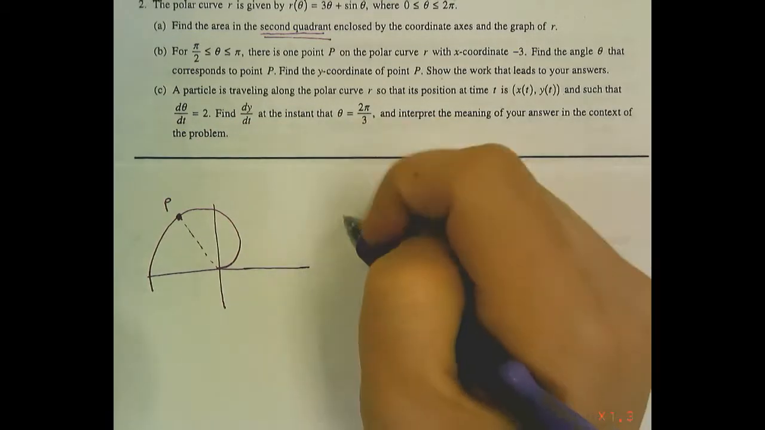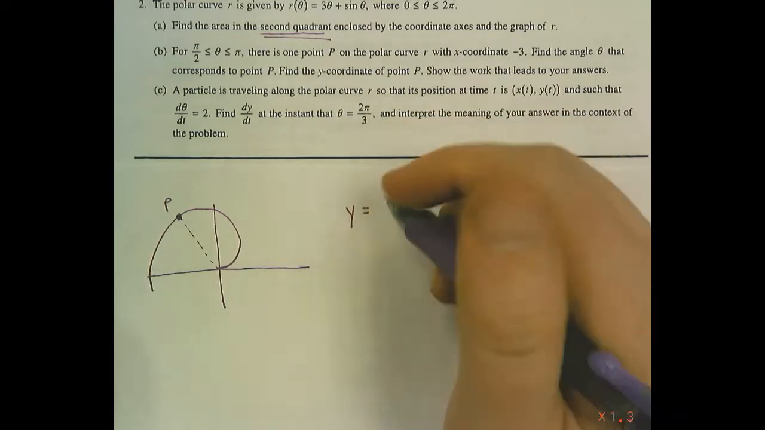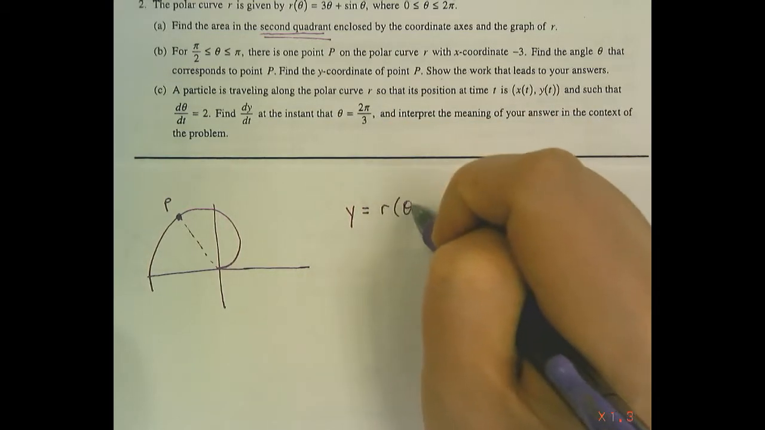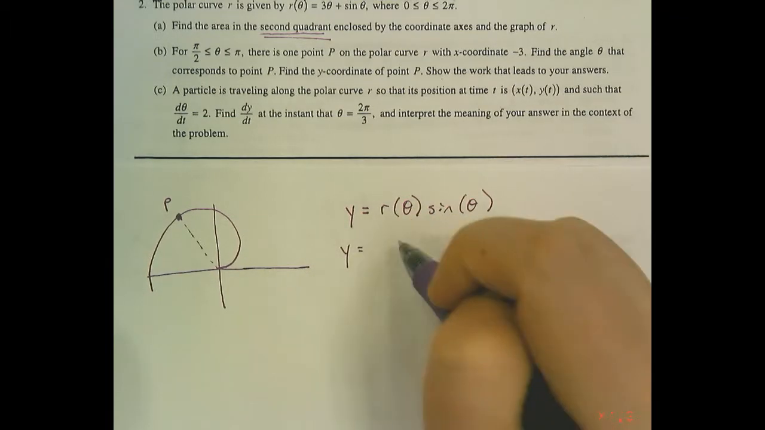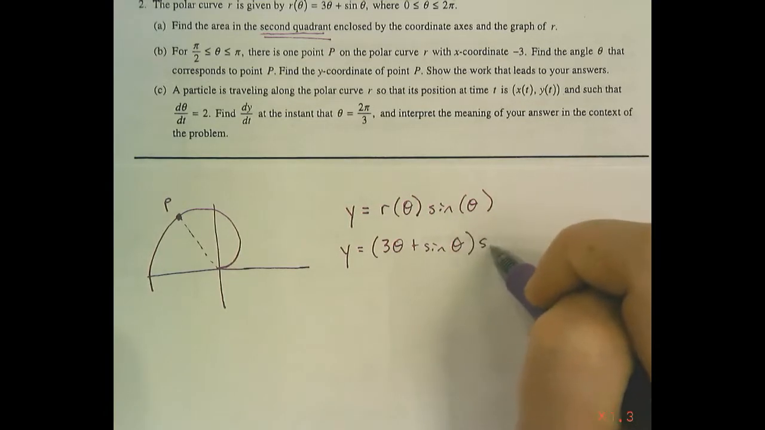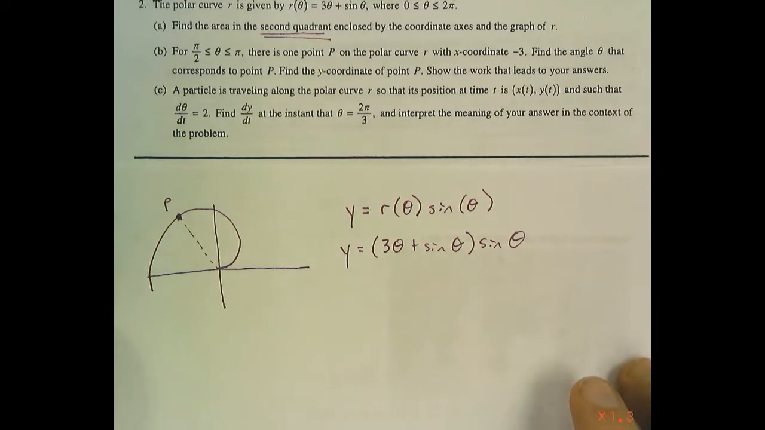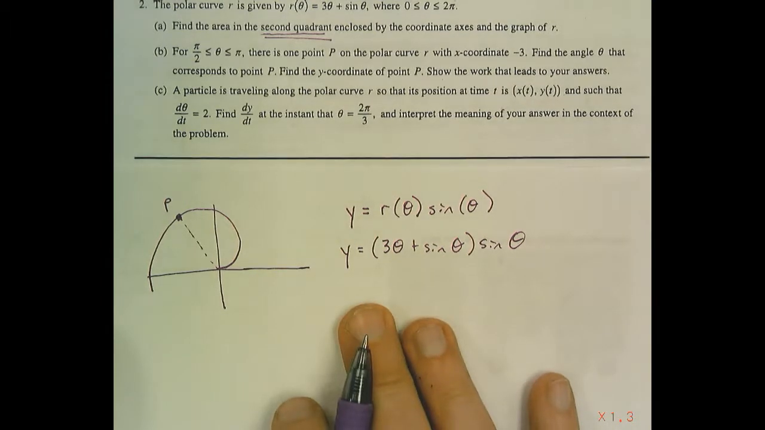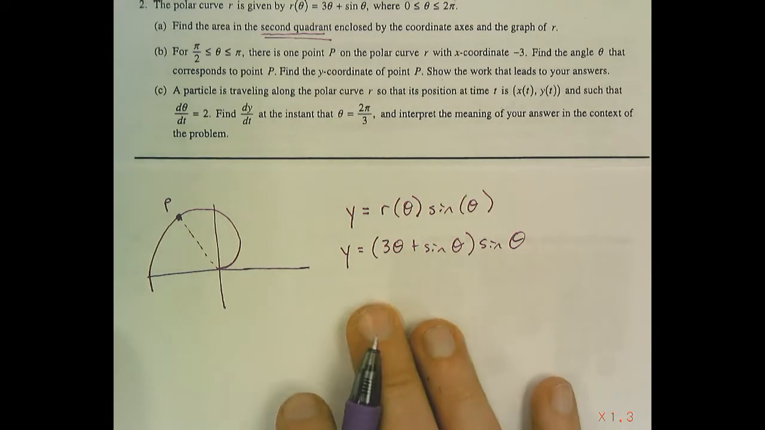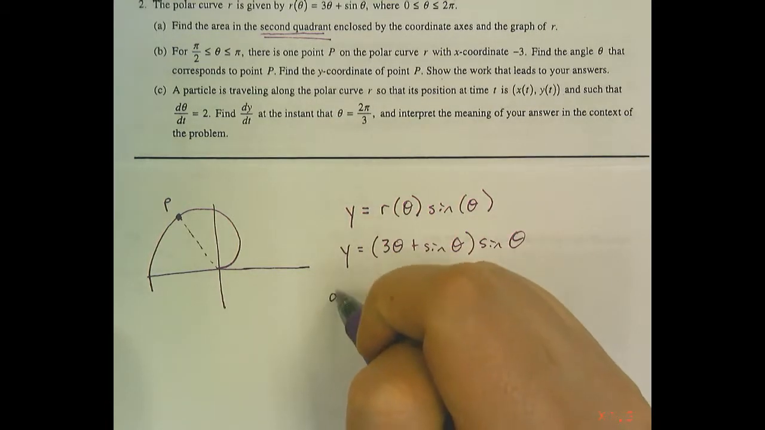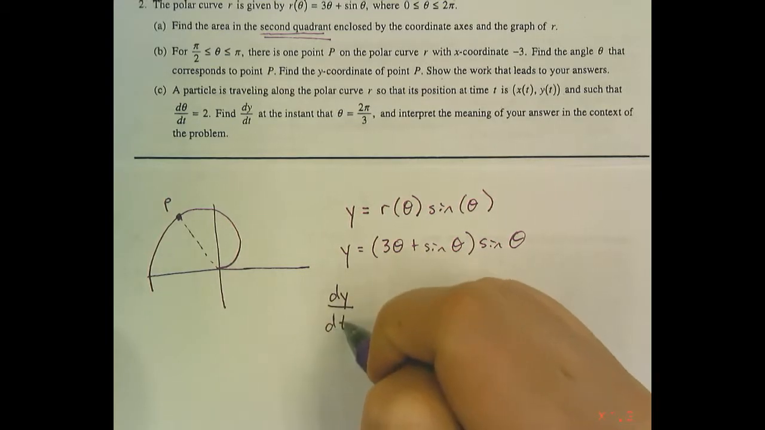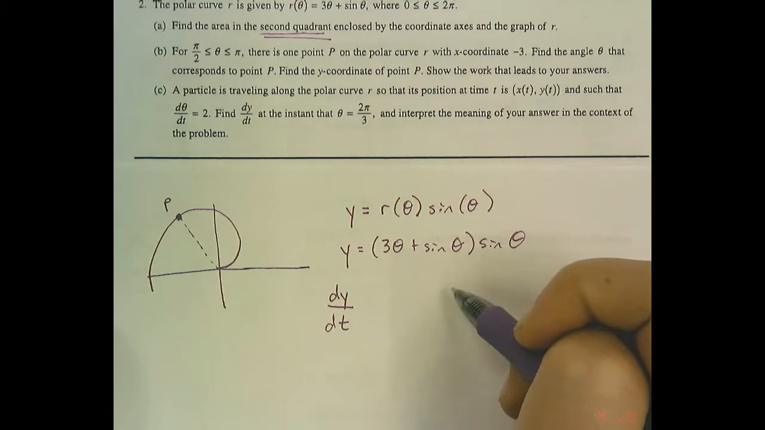So we can set up a relationship between y and the angle theta. Y is r of theta times sine of theta. Or if you want to substitute in, r is 3 theta plus sine theta, times sine theta. Either way, that relationship there. And we are going to be doing a related rates problem on this. So we're differentiating with respect to time. So if I take the derivative of the left with respect to time, I would get 1 dy/dt.